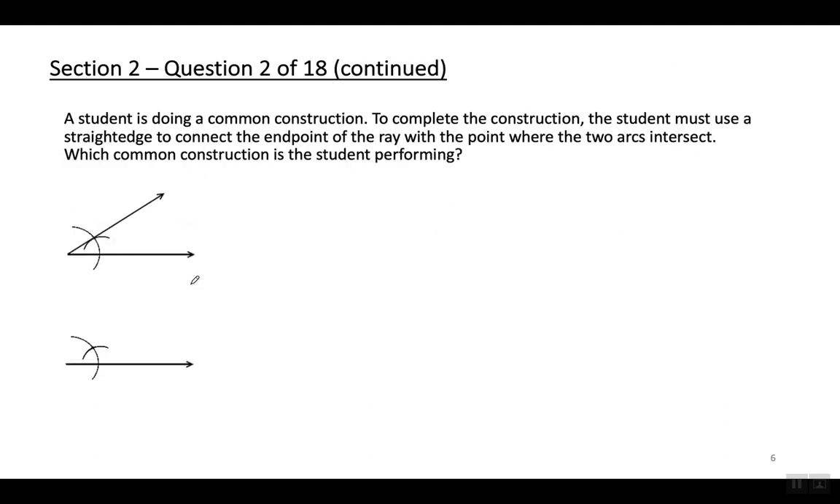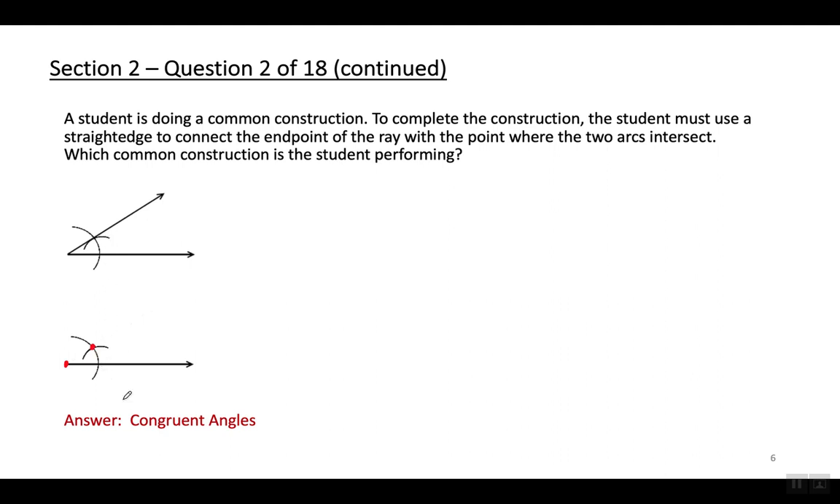All right, moving on. All right, this is on the test. A student is doing a common construction. To complete the construction, the student must use a straight edge to connect the endpoint of the ray with the point where the two arcs intersect. The endpoint of the ray, that's right here, with the point where the two arcs intersect, that's right here. So if he connects that, which common construction is the student performing? The common construction that the student is performing is he's copying this angle.